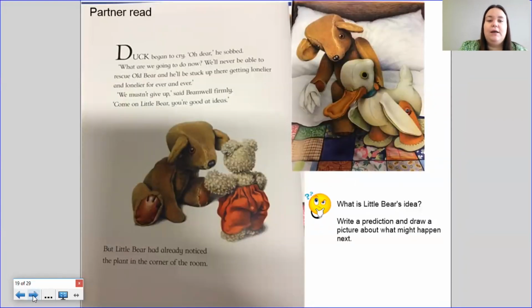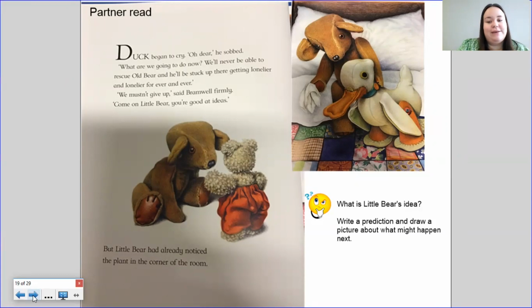Duck began to cry. "Oh dear," he sobbed. "What are we going to do now? We'll never be able to rescue Old Bear, and he'll be stuck up there getting lonelier and lonelier forever and ever." "We mustn't give up," said Bramwell firmly. "Come on, Little Bear, you're good at ideas." But Little Bear had already noticed the plant in the corner of the room.